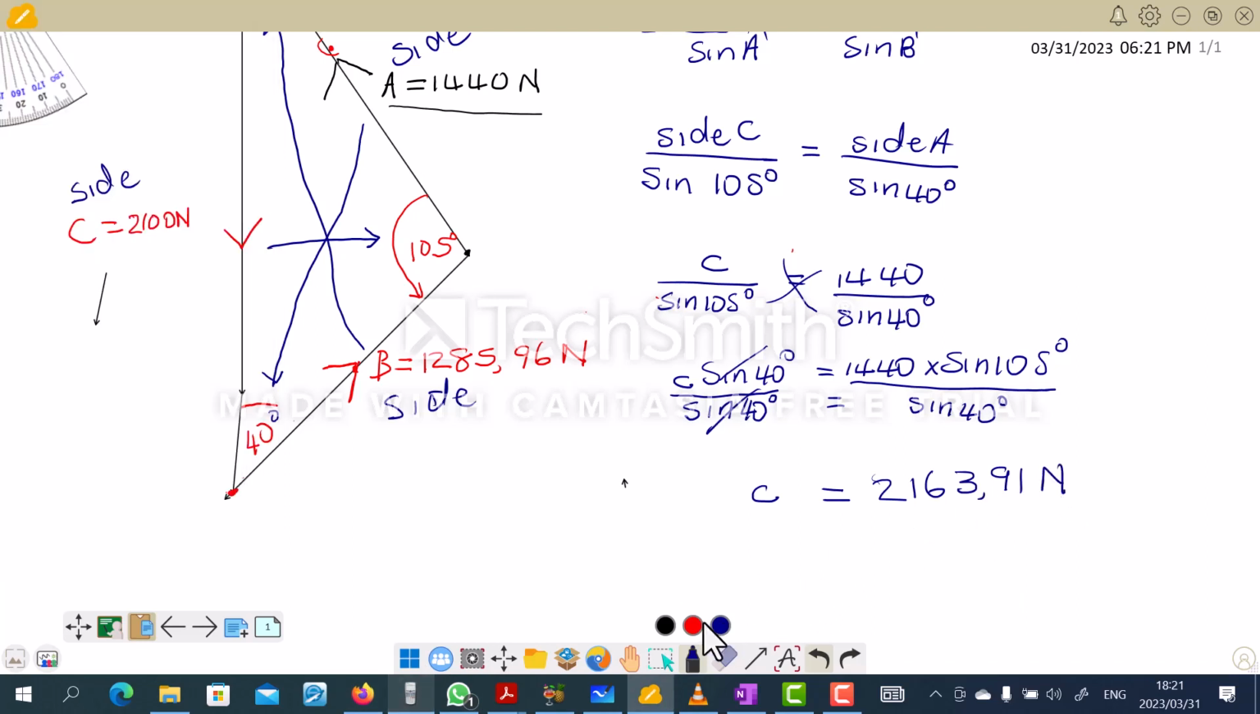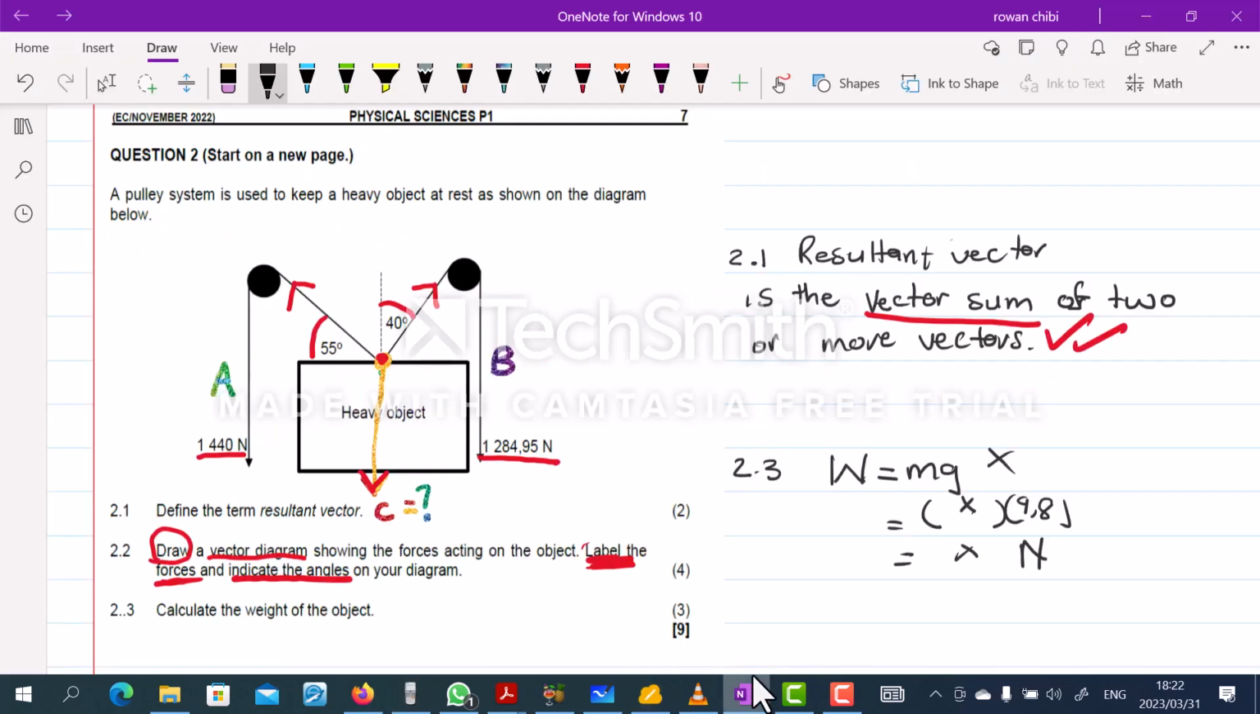Now if you compare this value and this value, that means we're accurate. Remember here our line was not straight, so if we could have drawn this one straight, we would have found the same value, which is 2163.91. So this is the accurate weight of vector C. Also with our measurements, we were approximately close to 2163.91. So I think that is the end of the question. The question was 9 marks. Okay, grade 11s, now I will see you in the next video.